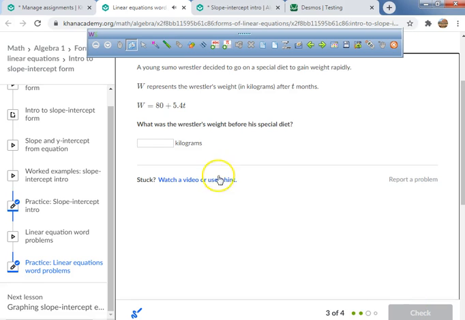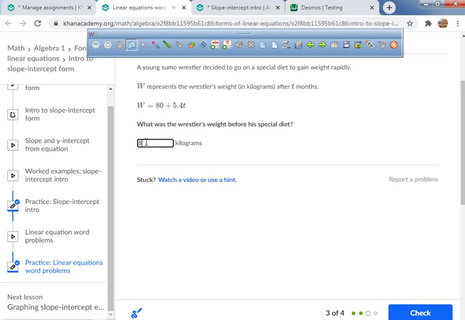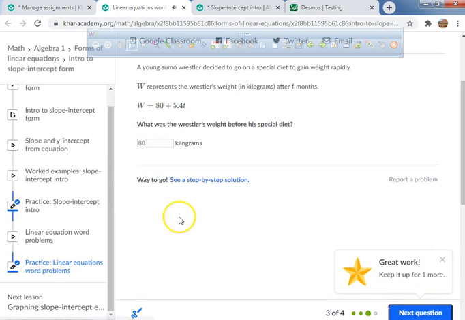All right. By the way, I'm just going to do one more. I just can't help it. It says, what's the wrestler's weight before his special diet? Well, what did he start out at? 80 kilograms. By the way, all you've got to do is interpret either the slope or the y-intercept.